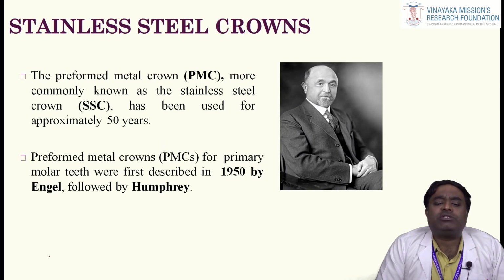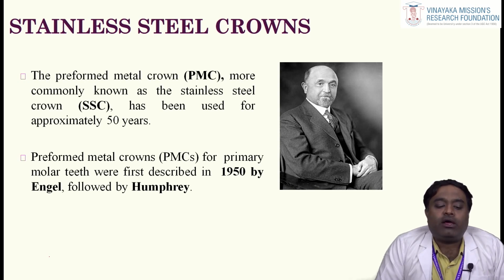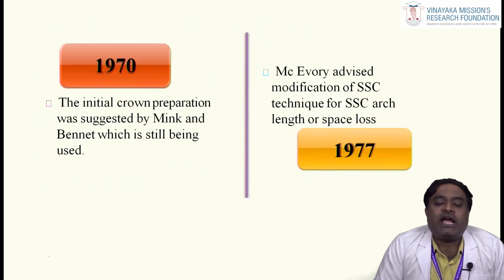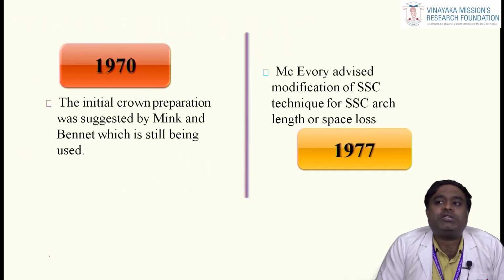Coming to the stainless steel crown history, these crowns have been used for approximately over 50 years. They were first described by Engel in 1950, followed by Humphrey. Later, in 1970, initial crown preparation was suggested by Mink and Bennett. After that in 1977, McEvery advised the modification of stainless steel crowns.